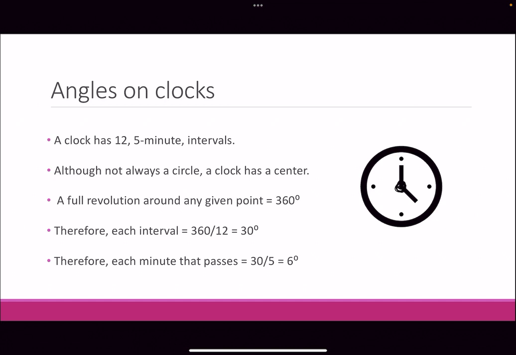one full revolution is 360 degrees, which means that if we have 12 intervals, each interval should be 360 degrees divided by 12, which is 30 degrees. Now, if the clock has minute intervals as well, then it's going to be 30 degrees divided by 5, because there's 5 minutes in each interval, meaning that each minute is 6 degrees.